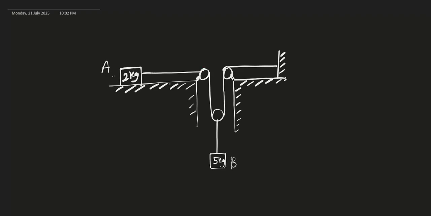In this question, we have to find out the acceleration of block A and block B. There are two fixed pulleys and one movable pulley. Let's say the tension over here is T. Here also the tension will be T. Here also the tension will be T. And here also the tension will be T. Here also the tension is T, all because this is entirely one string. That's why the tension is the same.